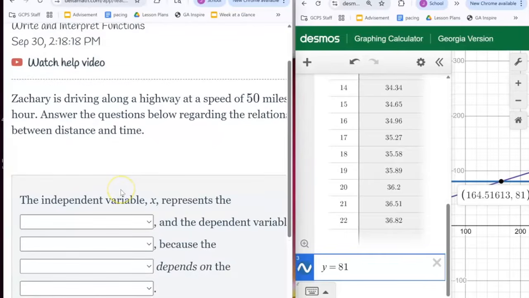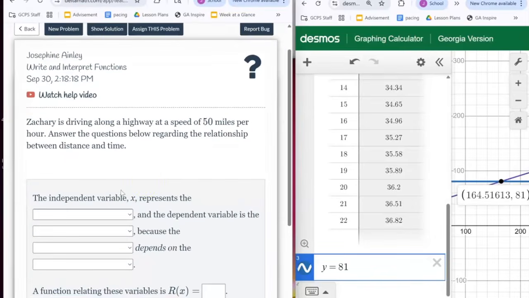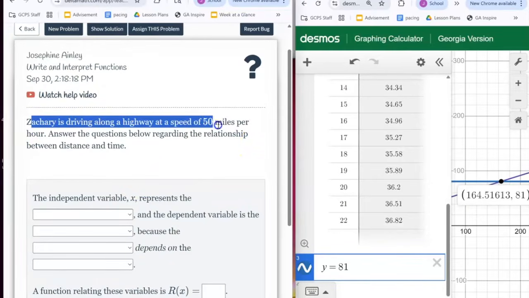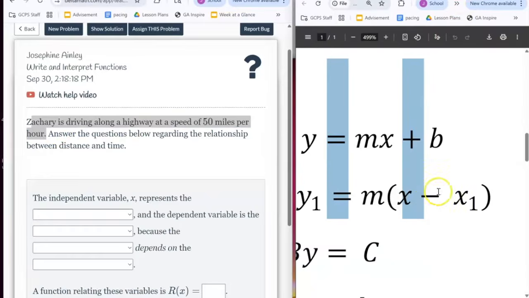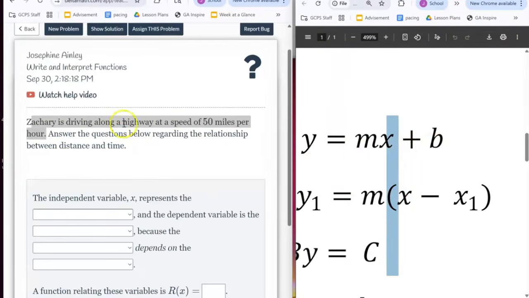Okay, so now we're not even saying any of that. We're including different things. So it says Zachary is driving along a highway at a speed of 50 miles per hour. So again, given my equation, y is equal to mx plus b, where does the 50 go? Per hour. So that's my slope. That's the thing that keeps changing. You know, every hour, his speed is 50 miles. Every hour. Answer the question below regarding the relationship between distance and time.